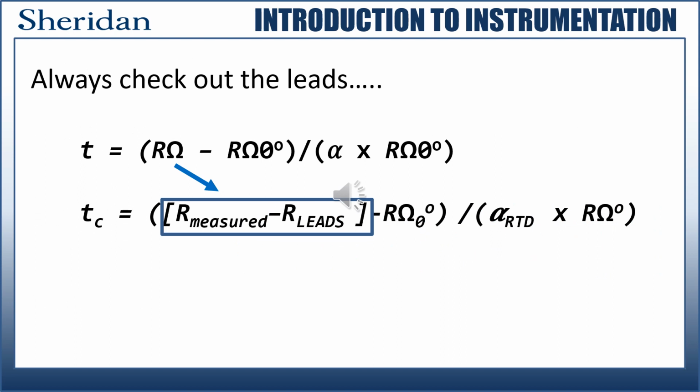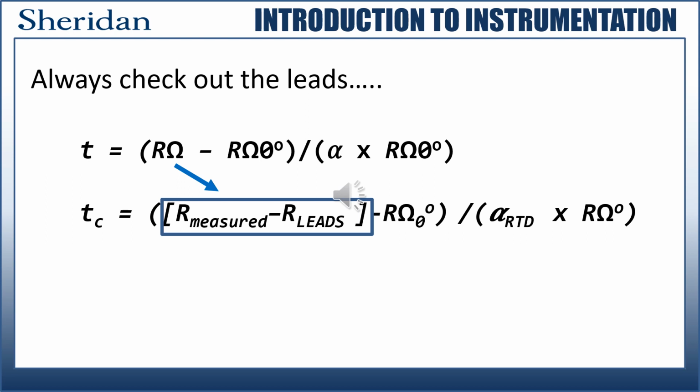The last thing that needs to be covered is to always check the leads. When working with an RTD and the manufacturer's table, the resistance of the lead is calculated in. However, if you're working with a mystery RTD or working with a new transmitter, the table will be a rough guide until you've done your full calculations.